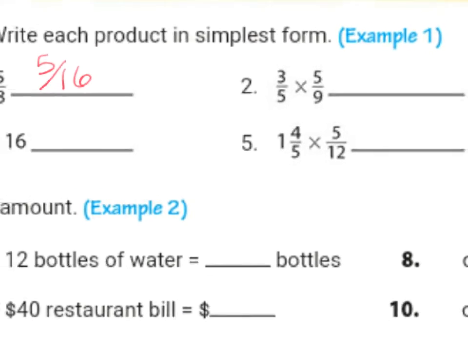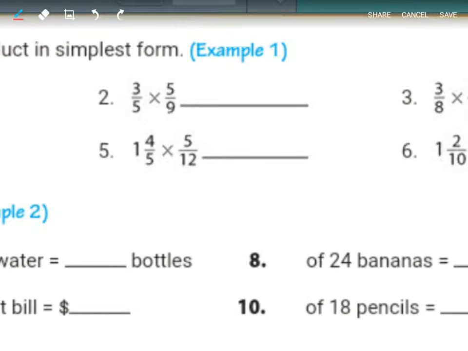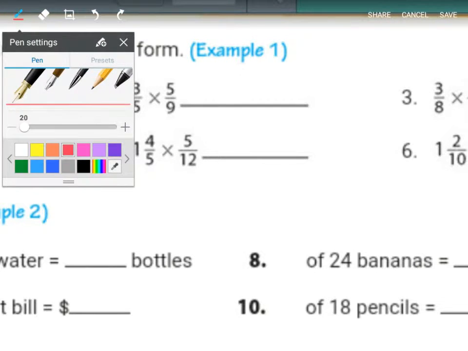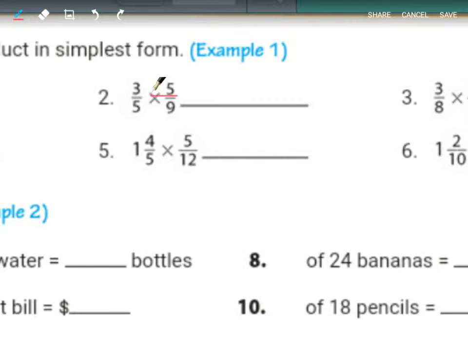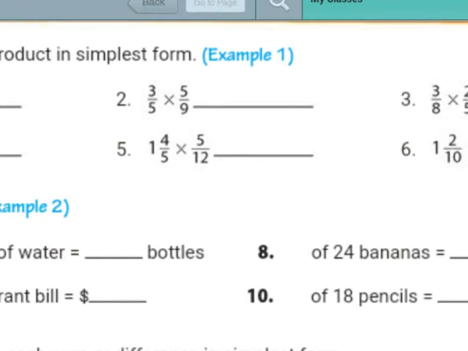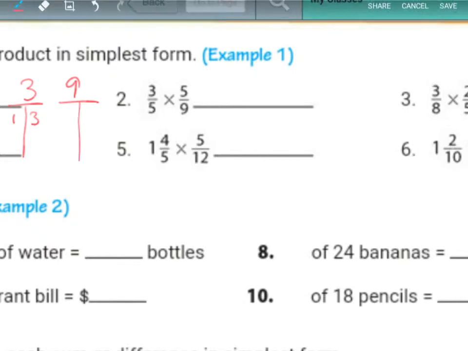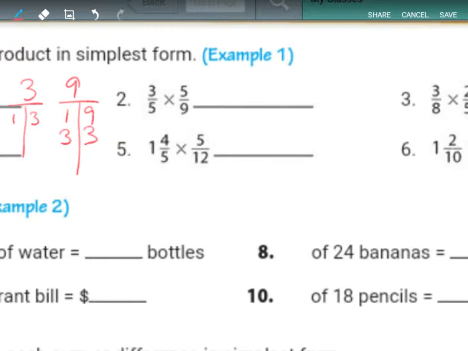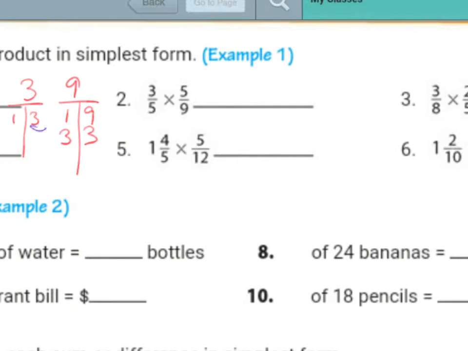So for this next one, we are going to look at number 2 here. And it says 3/5 times 5/9. So let's see if there's anything that we can use to cross cancel here. The 3 and the 9, look at them first. Think about your factors of 3. Factors of 3 are 1 and 3. Factors of 9 are 1 and 9, and 3 and 3. So the best number we can use in order to simplify this down would be 3.